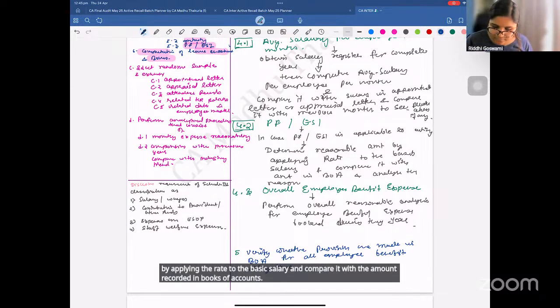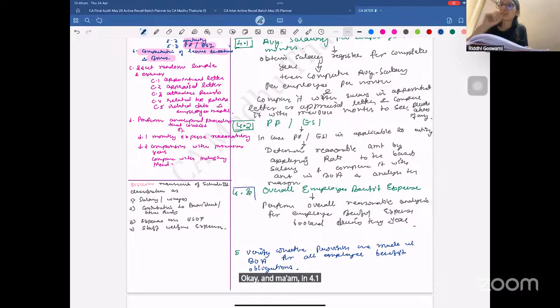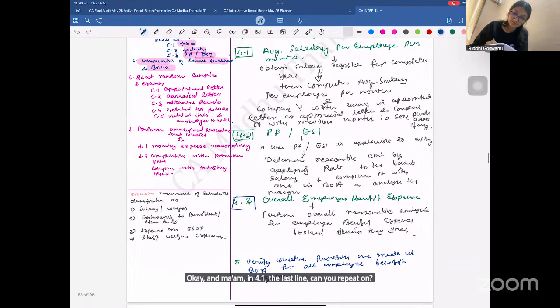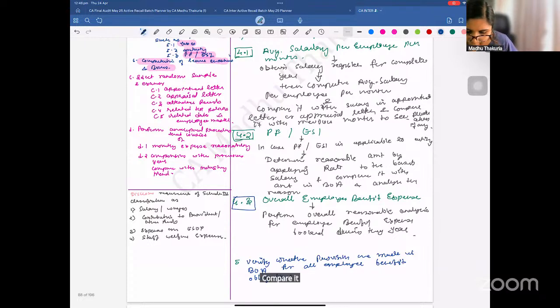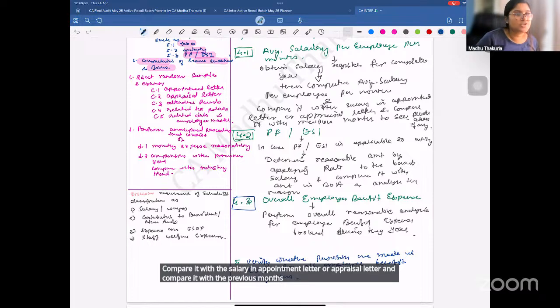Okay, and ma'am, in 4.1, the last line, can you repeat that for me? Compare it with the salary in appointment letter or appraisal letter and compare it with the previous months to see fluctuations, if any. Okay, ma'am, thank you.